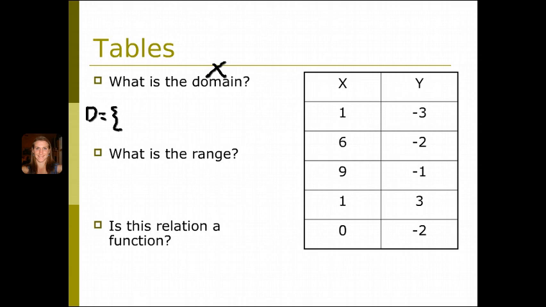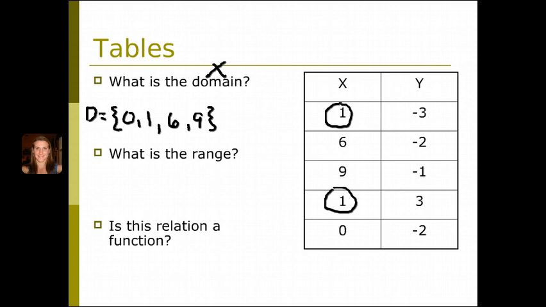Again, in set notation, you order from least to greatest, and you cannot write numbers more than one time. So our smallest domain value would be 0, then 1, 6, and 9, and we're going to close off our bracket because that is all of our domain values. Notice that we did not write 1 more than one time. Even though it repeated itself, in set notation we can only write it once.